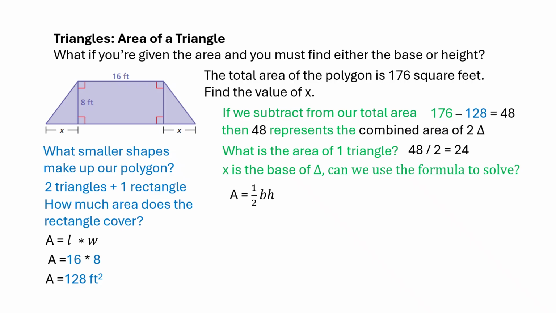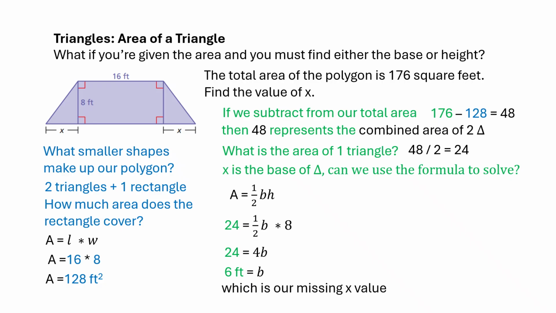Sure. So let's plug in what we know. The area of one triangle is 24, and the height is 8, and X will be B. So I'm going to take half of 8, which is 4, divide both sides by 4, and I get 6, which is our missing X value.